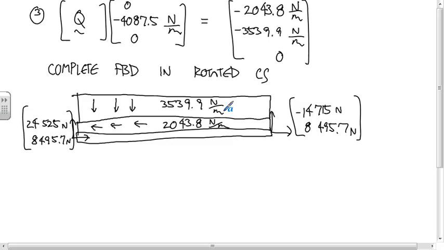Okay, so now we're ready to do the internal load calculations, and after that we'd be ready to do the stresses. Okay. Any questions? All right, we'll keep going with that next time.